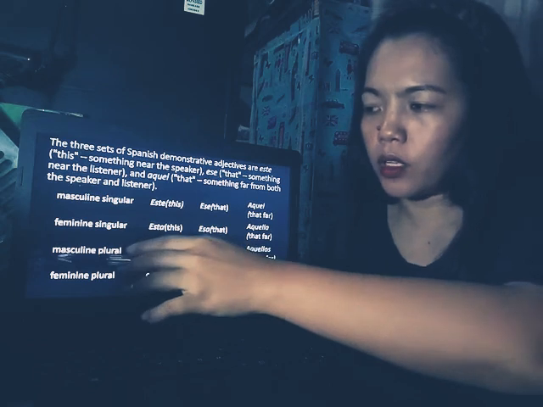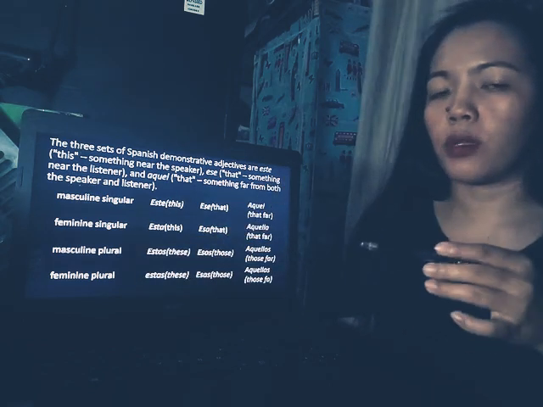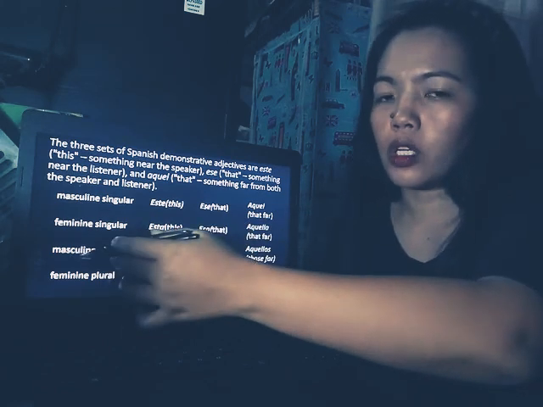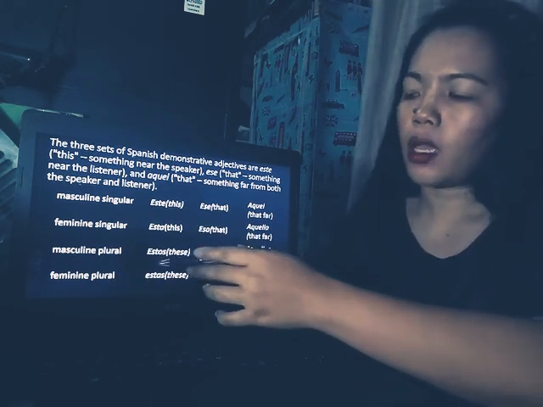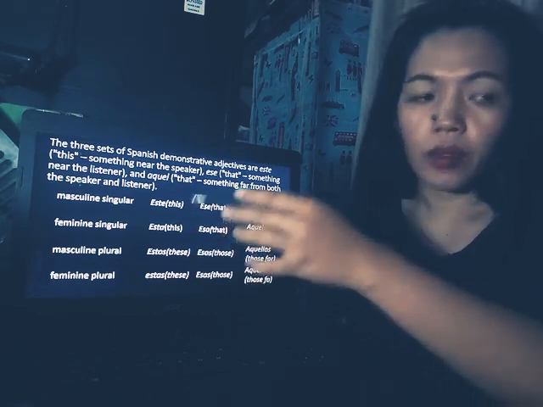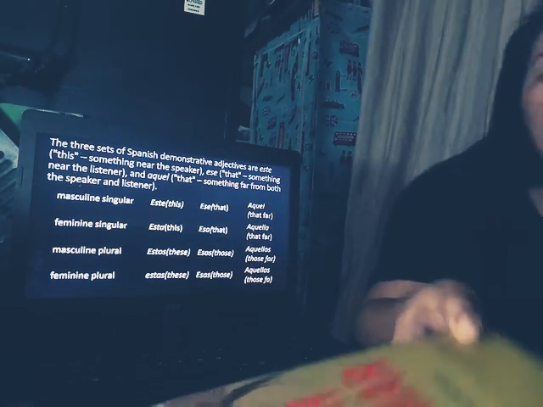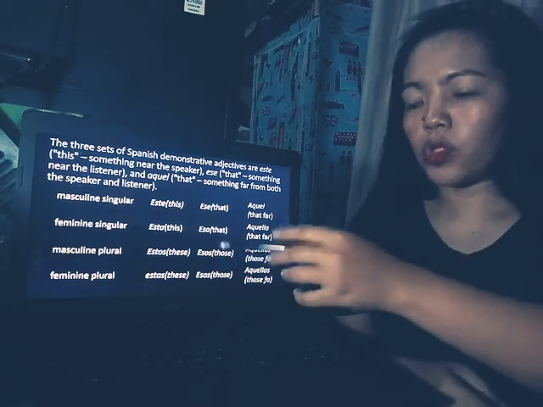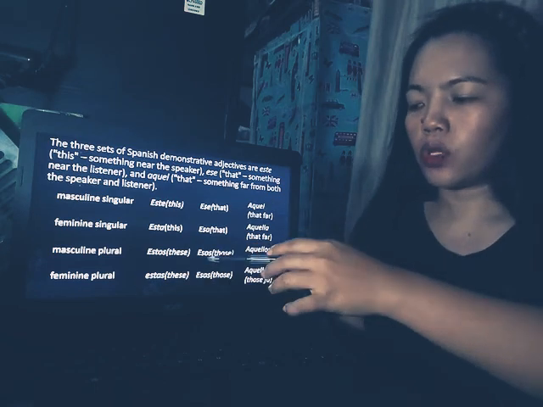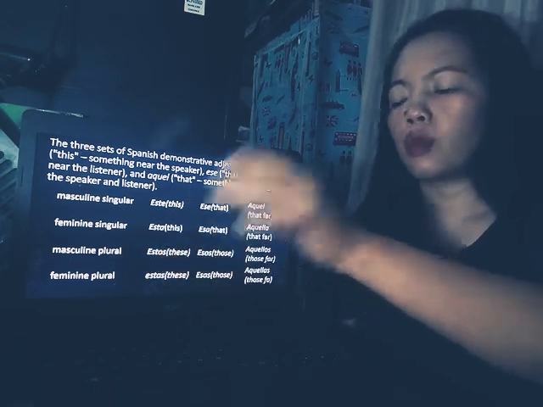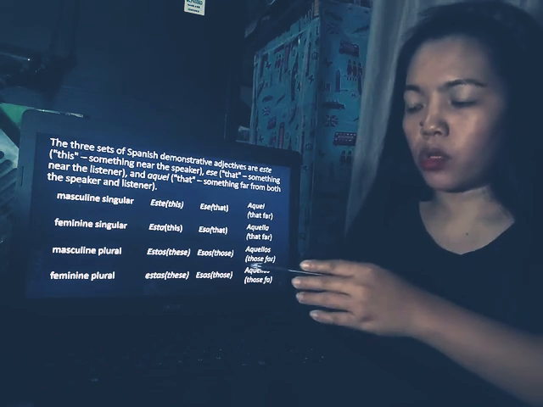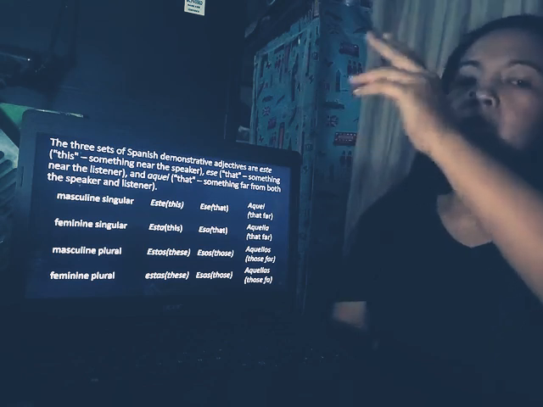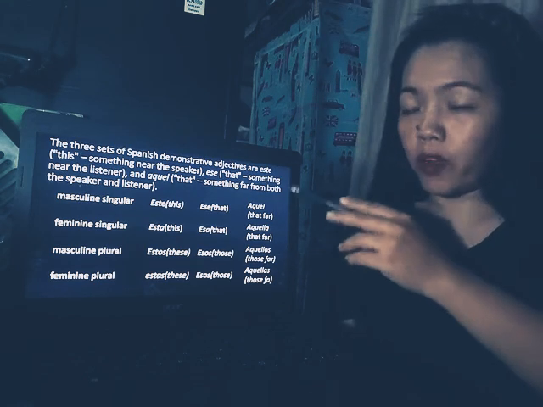Okay, then now let's move on to plural form. So when you say plural form, it means more than one. Okay, so in masculine, the gender is masculine, you could say estos. Estos means these. Estos libros. Okay, so esos, those, esos libros. Okay, aquellos, those, aquellos libros. Okay, so those something by far.